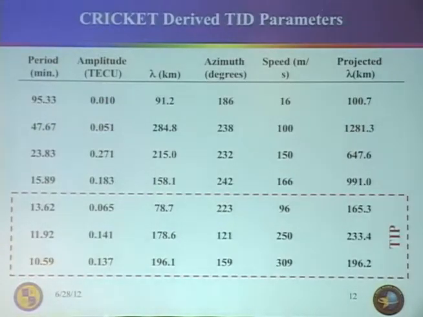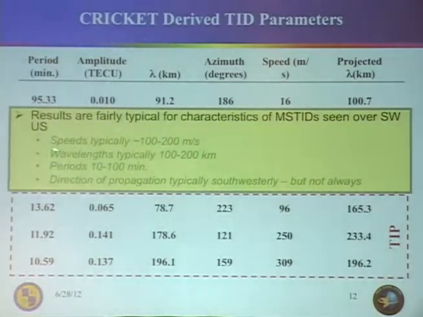And this is the result of that analysis for that previous data set. You can see typically what you're seeing in this observation was significant power at all of these different periods that are consistent with what you typically see in mid-scale TIDs. So what we derived here was a period in minutes, the amplitude, wavelength, azimuth, speed, et cetera. And basically, we're seeing speeds that are typical of MS TIDs, wavelengths on the order of 100 to 200 kilometers, periods in the range of 10 to 100 minutes. And the direction of propagation is typically southwesterly, but not always.